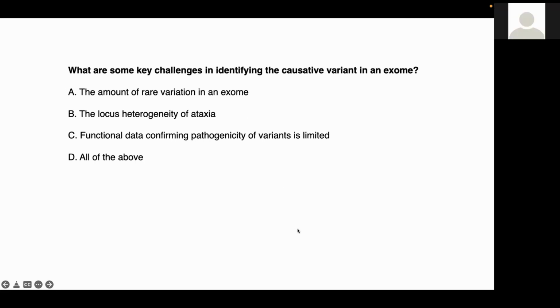Stephan, in the meantime, a question came in for you. I think, can you identify cis-trans variants on next generation sequencing? Excellent question. Yes and no. Typically no.